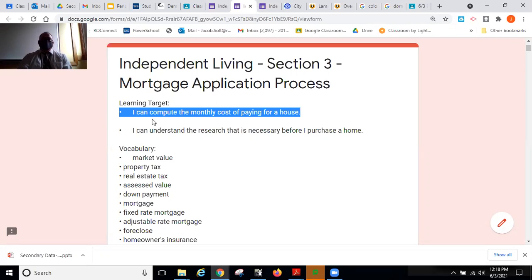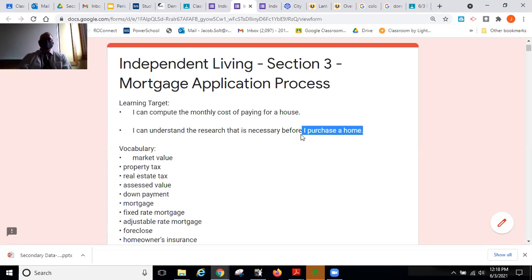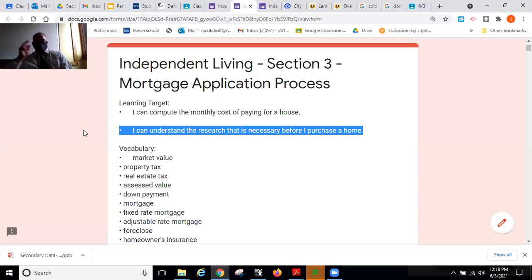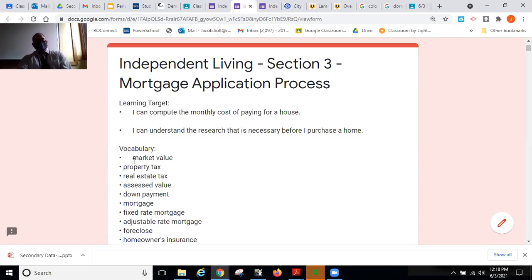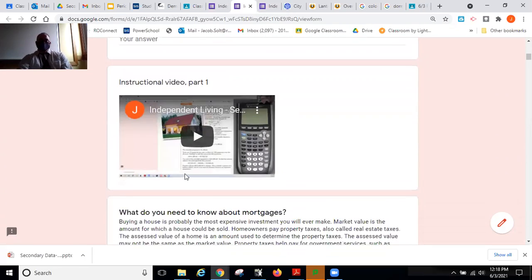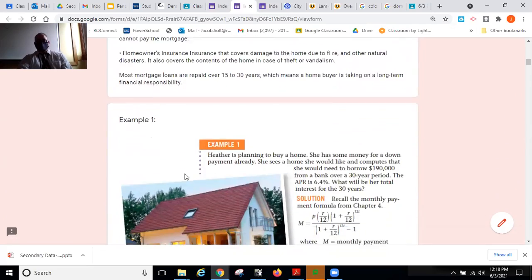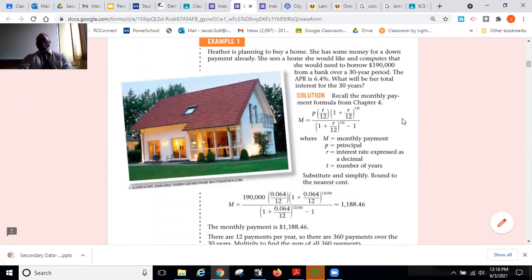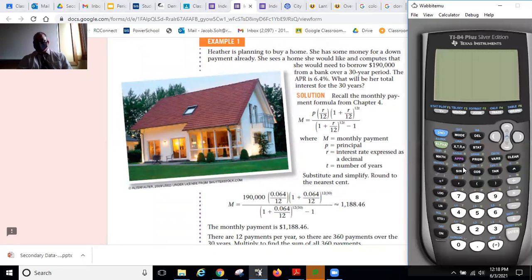So the first learning target we have is I can compute the monthly cost of paying for a house. The second learning target is I can understand the research that is necessary before I purchase a home. Last time we got together, it was Tuesday, and we went over example 1. And this was our friend, the monthly payment formula. Remember him? It's got all these pieces. And we also learned that our calculators have an apps button right here.